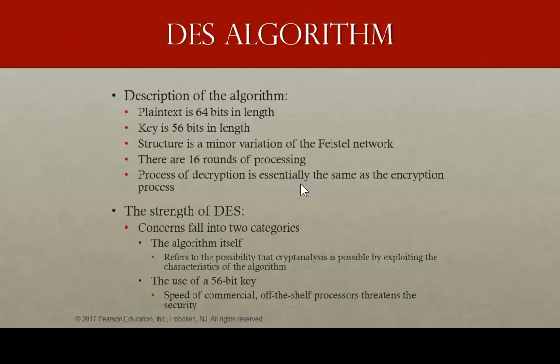A more serious concern is key length. With a key length of 56 bits, there are 2^56 possible keys, which is approximately 7.2 times 10^16. Thus, on the face of it, a brute force attack appears impractical. Assuming that, on the average, half of the key space has to be searched, a single machine performing 1 DES encryption per microsecond would take more than 1,000 years to break the cipher.